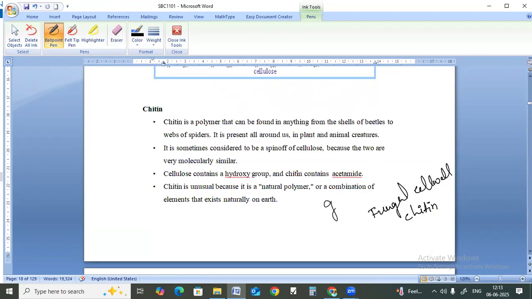It is also considered to be a spin-off of cellulose because these are mostly similar. Cellulose contains a hydroxyl group, whereas the chitin contains the acetamide group. The chitin contains the group called acetamide. Chitin exists as a natural polymer, existing as a combination of different elements. So this is called a natural polymer.